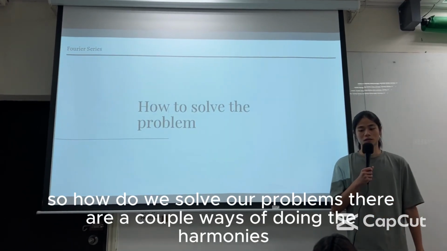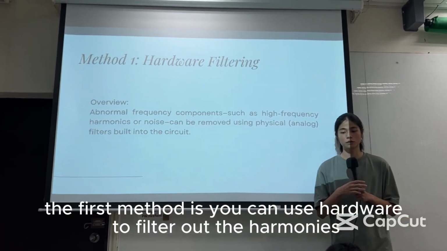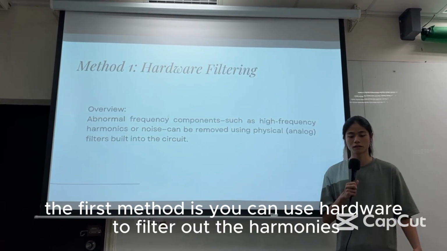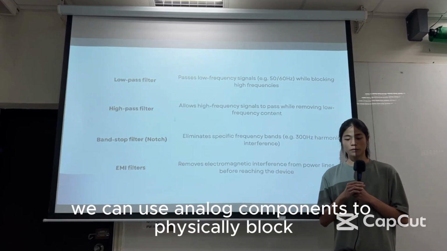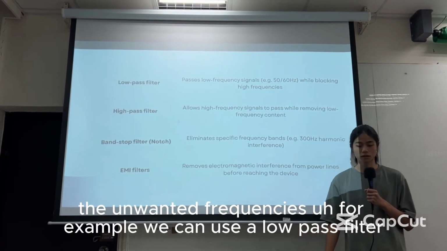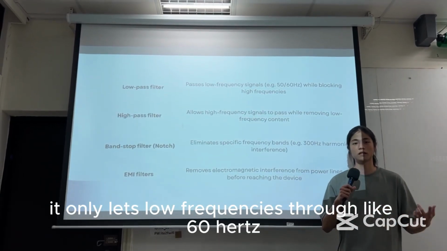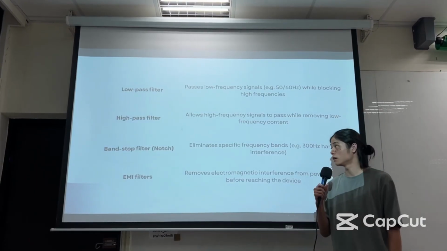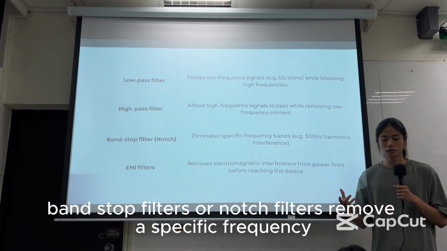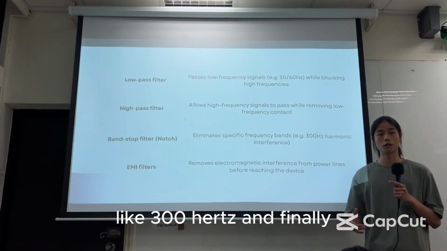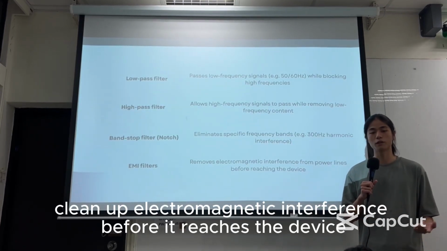So how do we solve the problems? There are a couple of ways of dealing with harmonics. The first method is to use hardware to filter out harmonics. We can use analog components to physically block the unwanted frequencies. For example, we can use a low-pass filter. It only lets low frequencies through, like 60 Hz, and blocks the higher frequencies. A high-pass filter does the opposite. Bandstop filters, or notch filters, remove a specific frequency, like 300 Hz. And finally, EMI filters clean up electromagnetic interference before it reaches the device.